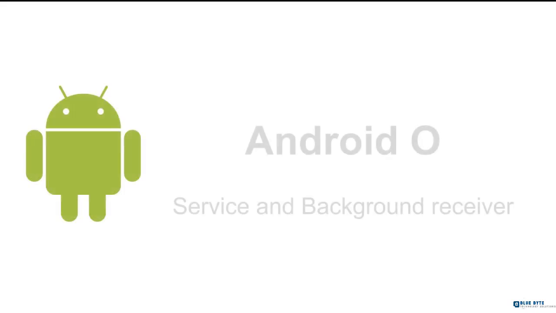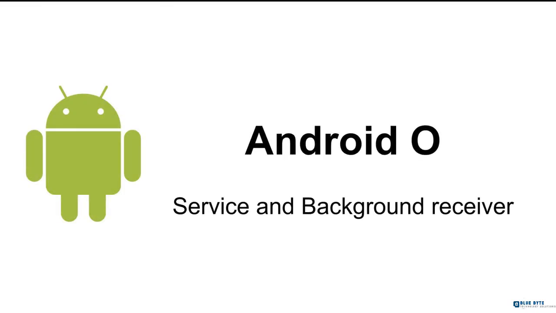And welcome. In this video, we will talk about service and background receive in Android O and previous versions. So, first of all, what do we mean by service and what do we mean by background receive? When you have a specific task and you want this task to happen in the background for a long time, what will you do? You need a service, and we will discuss in detail how to implement a service.